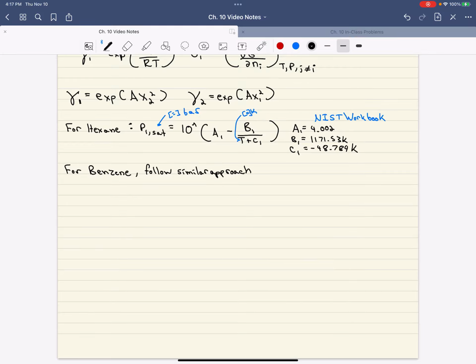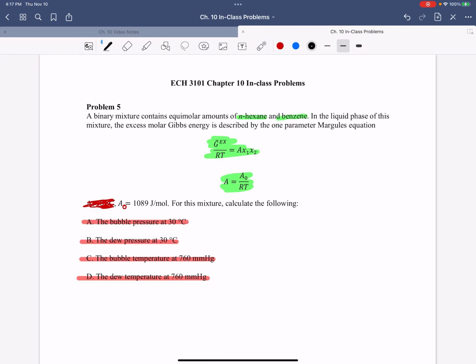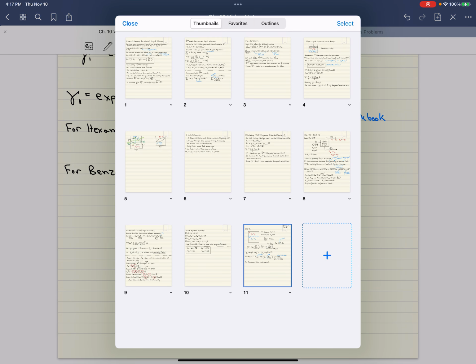Okay. All right. So now that we have a way to calculate the vapor pressures, let's go back and focus on calculating all these different bubble and dew points. We're going to start with part A, where it wants us to calculate the bubble pressure at 30 degrees Celsius. So essentially it wants us to find the pressure.